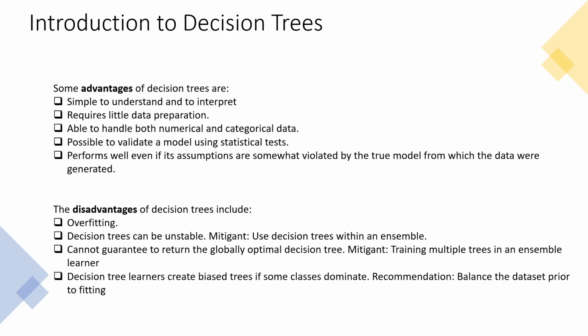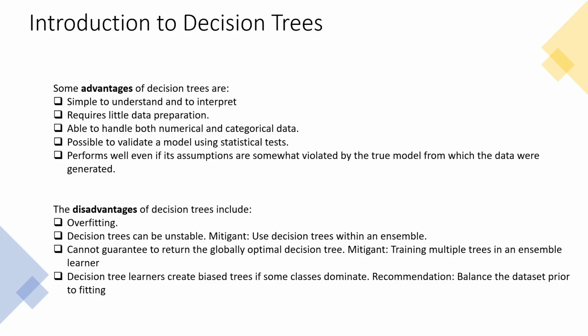Okay, so what are the advantages and disadvantages of decision trees? First of all, decision trees are simple to understand and they are easy to interpret. They require little data preparation. They are able to handle both numerical and categorical data. That's an important one. It's possible to validate a model using statistical tests. And the main disadvantage of decision trees is they have a tendency to overfit. If you are not careful, then it's highly likely that they will overfit to your data.